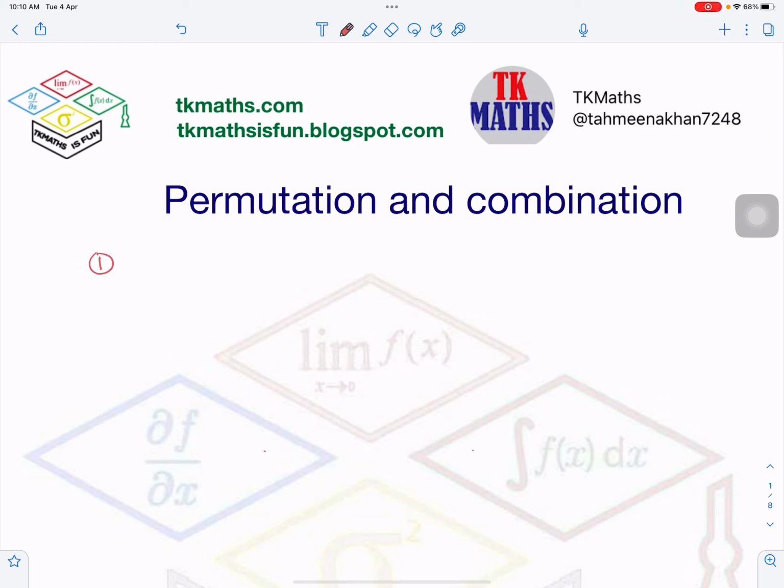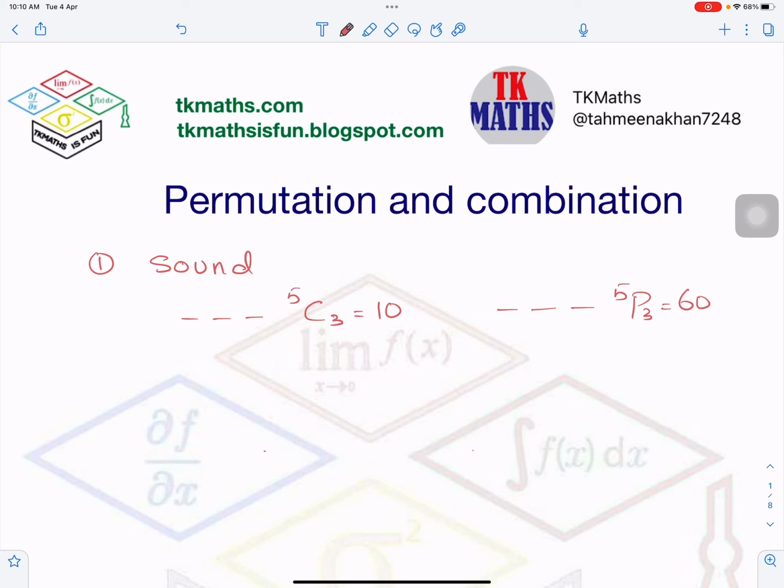So let's take a word SOUND. It has 5 letters, right? If you have to select 3 letters from these 5 letters, then what will you do? 5C3, right? Because you are selecting where order is not important. Okay. Now if I say arrange 3 letters out of these 5 letters, then you will do what? You will do 5P3, because now order is important.